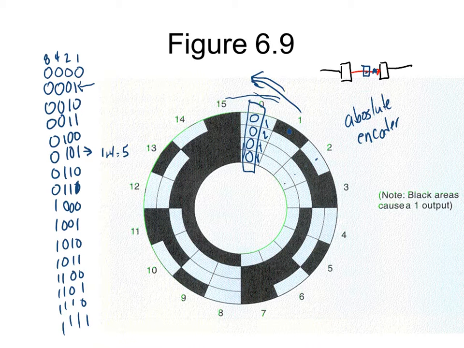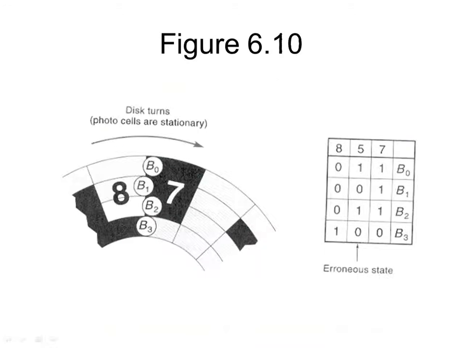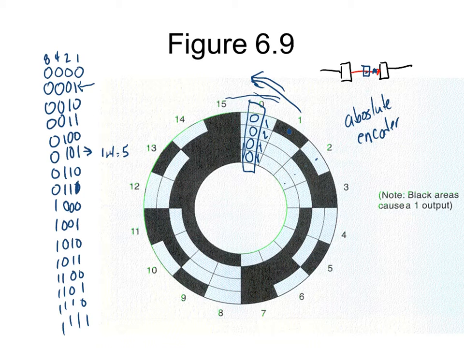Now, what's nice about these things is that we can turn the power off of them, and we turn the power on. It knows exactly where that unit is, even if power's been turned off the encoder. Because if I turn this thing off and it was down here at position 4, well, when I turn it back on, it's still going to be at what? Position 4.